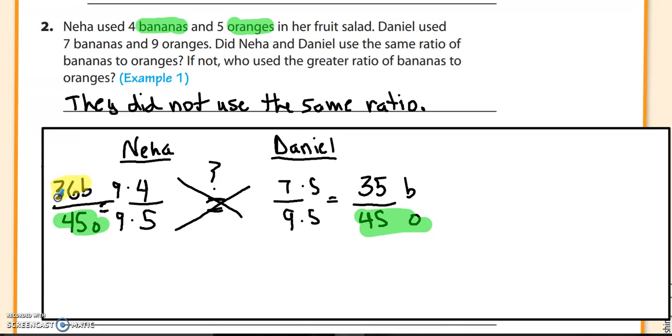If they each had 45 oranges, but Nihal used 36 and Daniel used 35 bananas, then the second question says, who used the greater ratio of bananas to oranges? Well, since 36 is more than 35, then you would say Nihal used a greater ratio of bananas to oranges. And it is slight, but it is there.